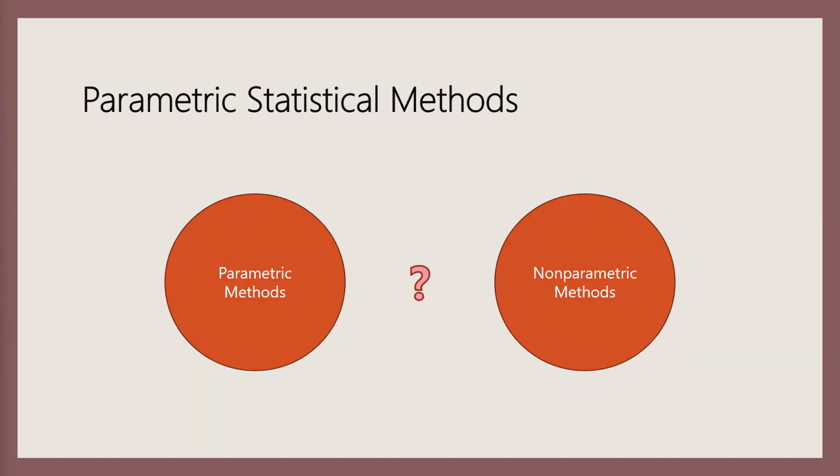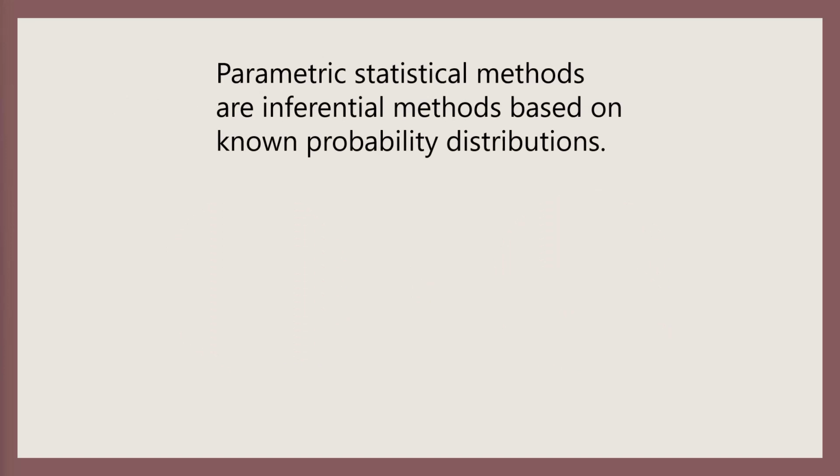The term parametric statistics refers to statistical methods based on known probability distributions. Now, probability distributions are mathematical functions, and those functions relate a potential observation as the input to the probability of observing that outcome as an output. The specific form of a probability distribution depends on one or more parameters, thus the term parametric.